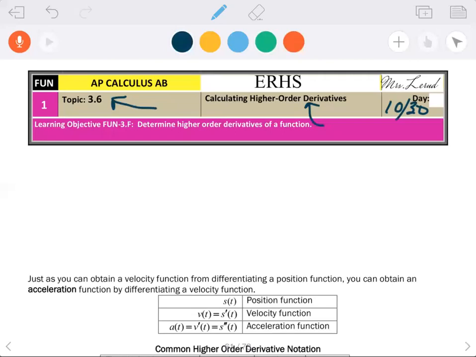Don't write this in your notes yet, but if y was, say, equal to 4x cubed minus 2x, the first derivative would be 12x squared minus 2. The second derivative would be 24x. The third derivative would be 24, and the fourth derivative would be 0. So if you can take a first derivative, you can take a higher order derivative. Sometimes they just get a little bit more messy, so the notes are quite short.